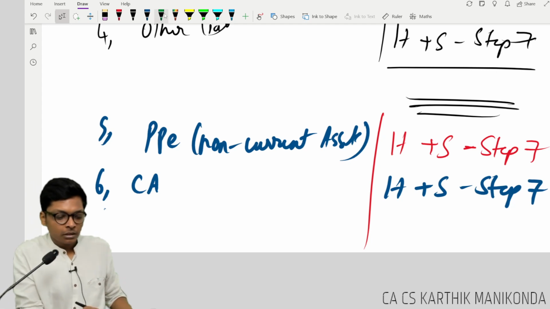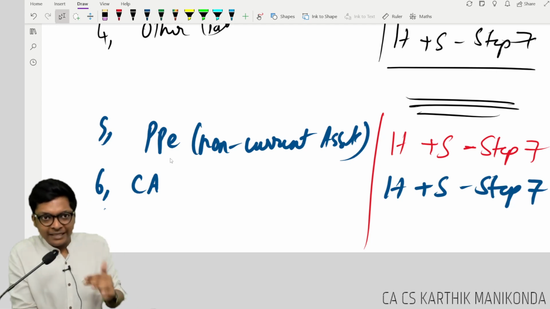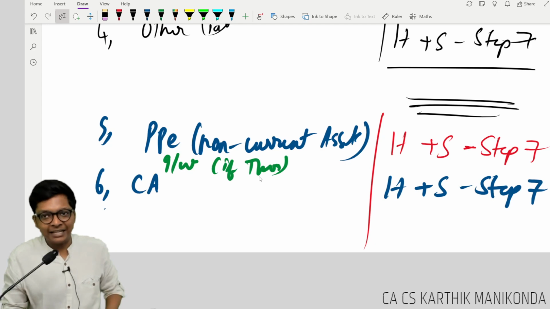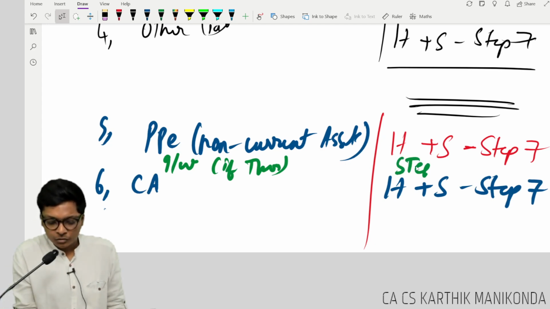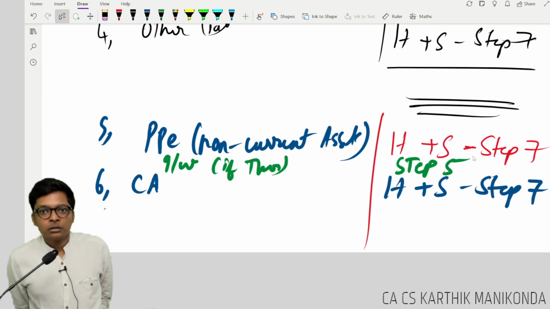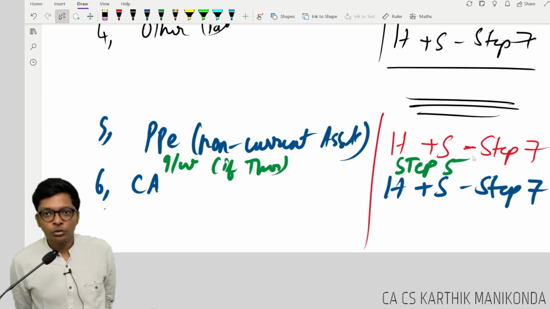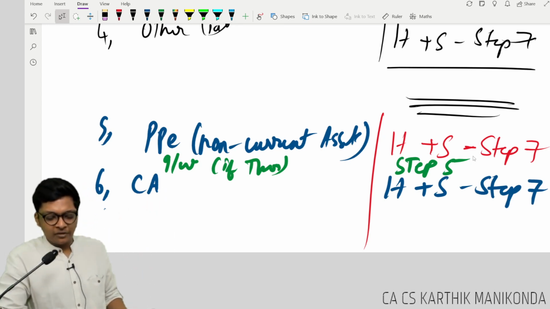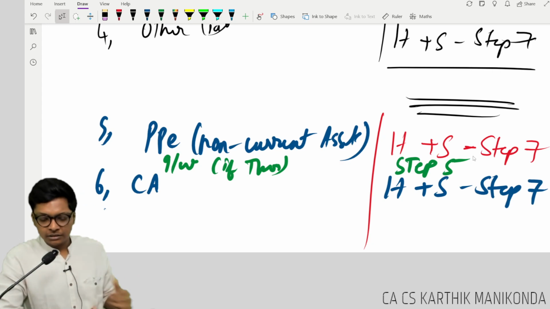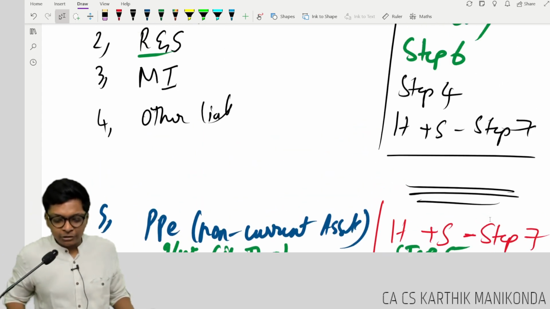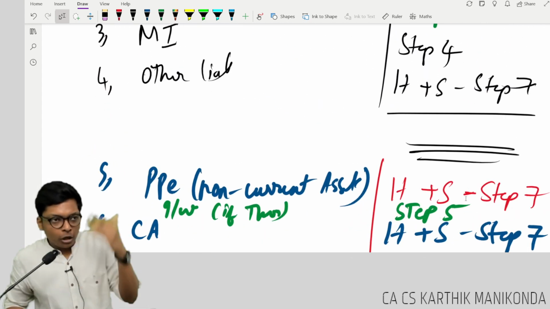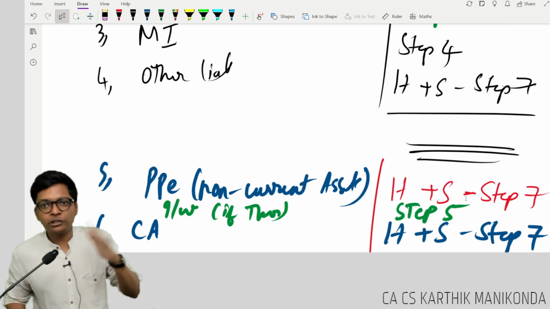Everybody understanding? Next, between PPE and current assets, write down goodwill if there. Correct? Not always. If goodwill is there, which step? Step 5. Correct? Step number 5. Are you following, guys? Today we are going to do a proper sum, guys. Are you all understanding? Clear, guys? So the total will come. That's it. This is your consolidated balance sheet. I have made it so simple with the previous steps that when you prepare consolidation, it's just a copy paste of all the values.